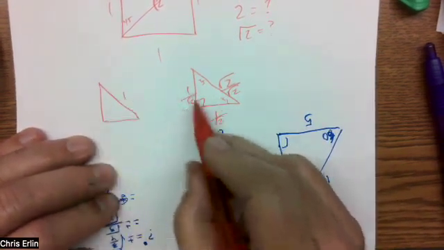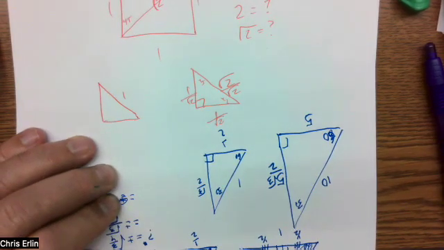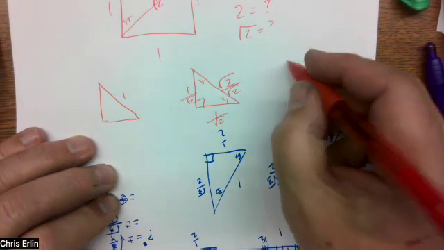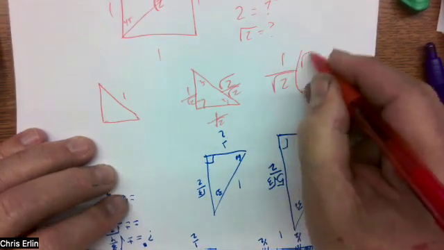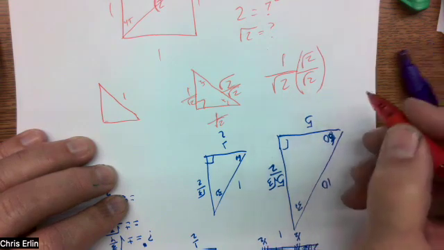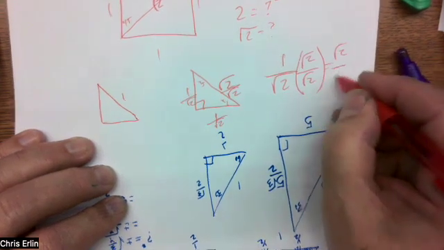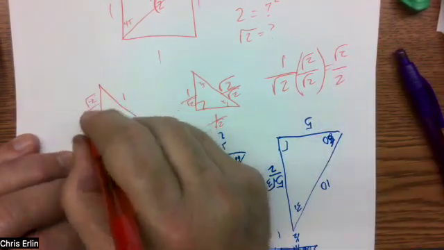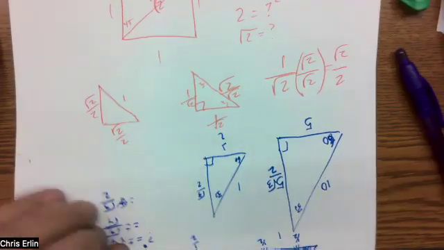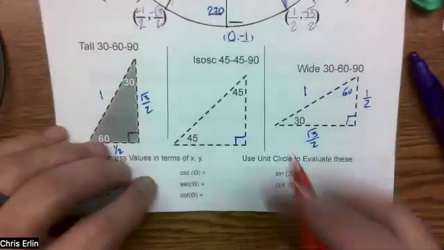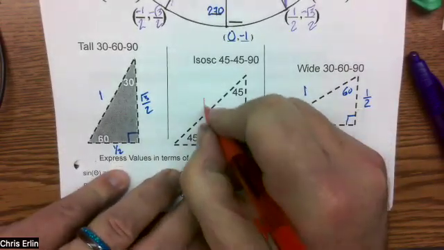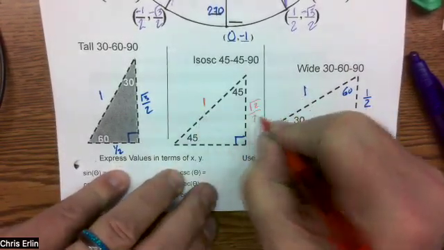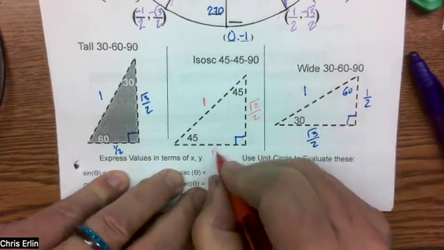Can I leave this as a side length, 1 over root 2? Oh, I need to rationalize that. How do I rationalize 1 over root 2 over itself? Excuse me, root 2 over regular 2. And so this gives us what we want for our isosceles 45, 45, 90. So everybody enter this in, please, with 1, root 2 over 2, and root 2 over 2.